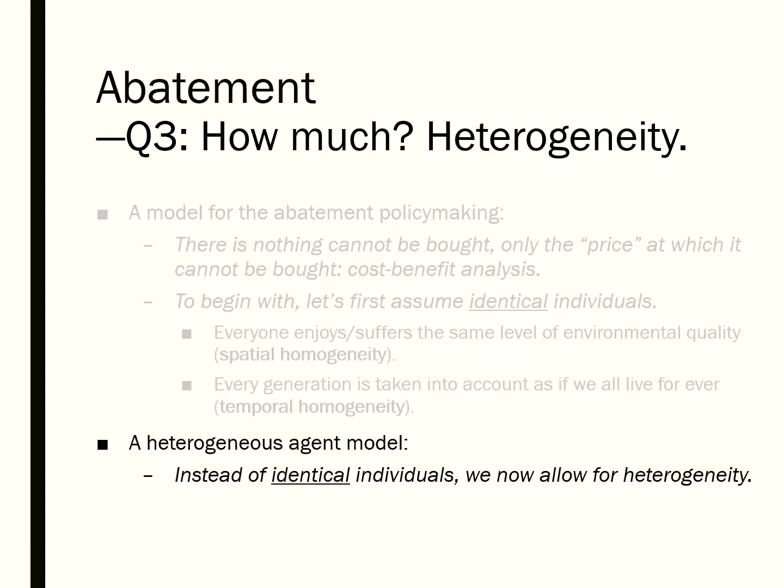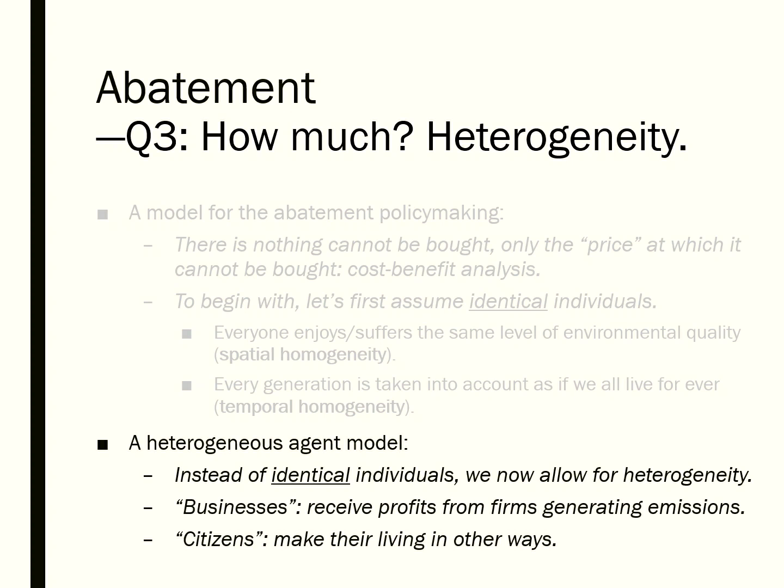The previous model assumes everyone is identical or homogeneous agent. Now let's assume some heterogeneities. We assume the businesses receive profits from emissions, while citizens make their living in other ways like working. In other words, the benefits and costs of emissions are different to the two types of agents, the citizens and businesses.